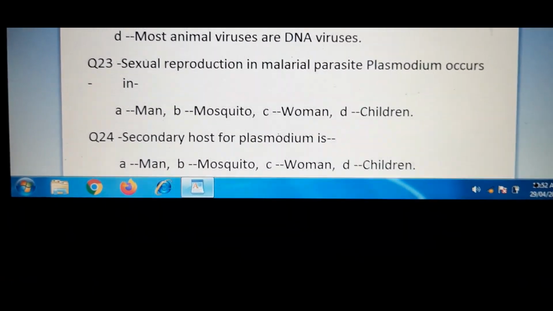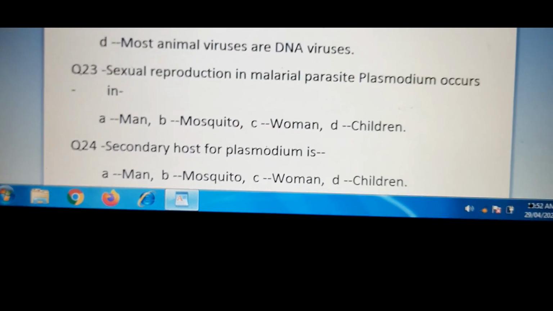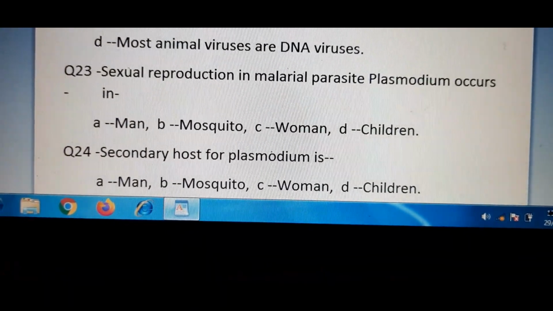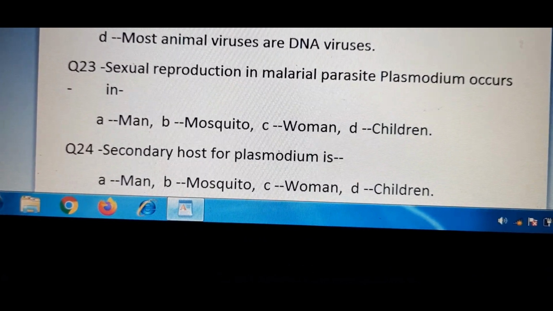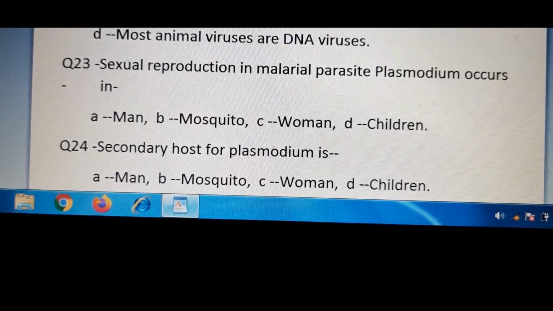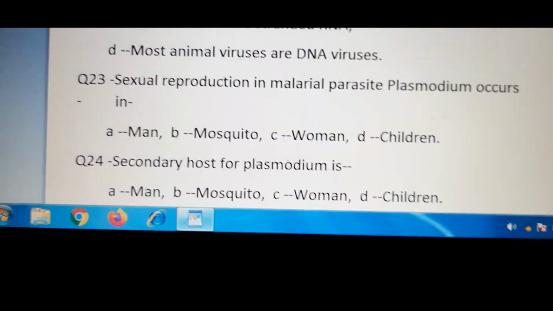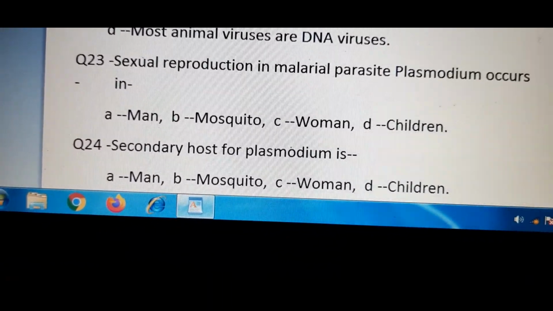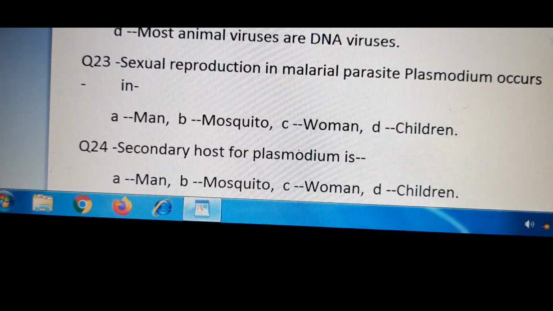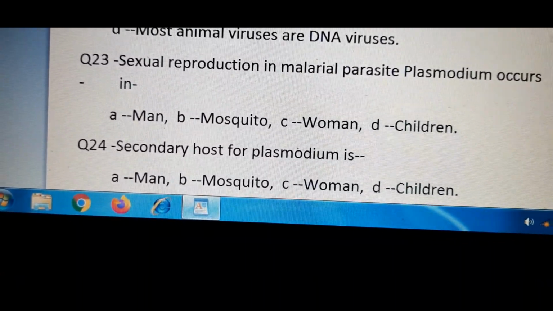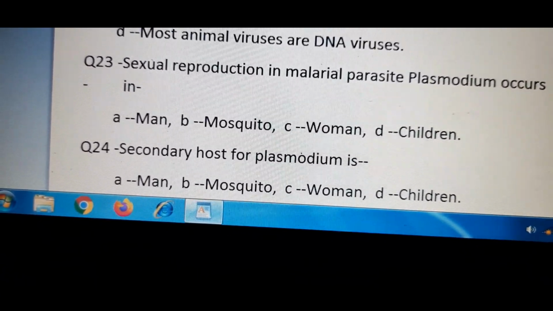Sexual reproduction in malarial parasite Plasmodium occurs in. Of course, Plasmodium needs two hosts. One is the female Anopheles mosquito, another is man, we know. And in man's body, it is reproducing asexually, and in mosquito's body, it is reproducing sexually. That's why any host in which the parasite reproduces sexually is a primary host, and the host in which it reproduces asexually is the secondary host. So sexual reproduction takes place in the mosquito here. That's why B is the answer for this question.